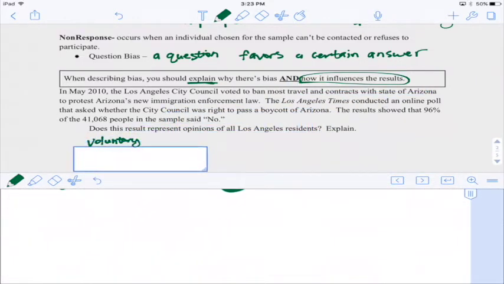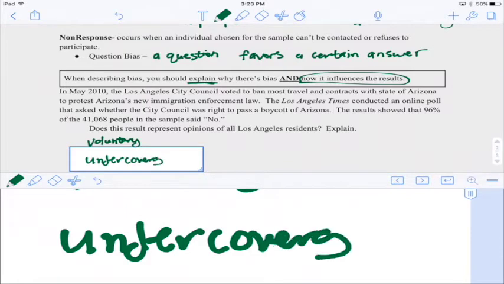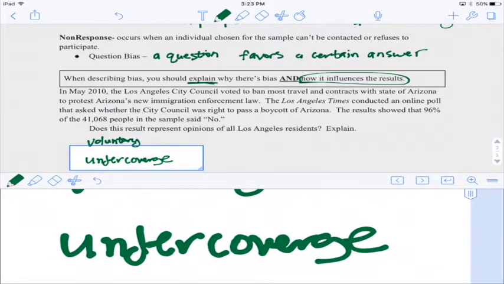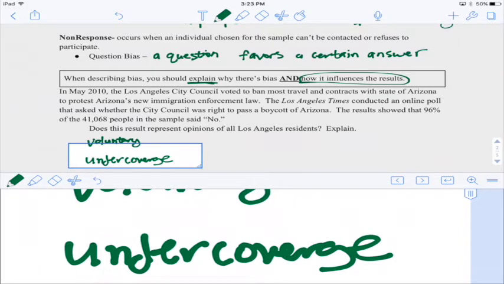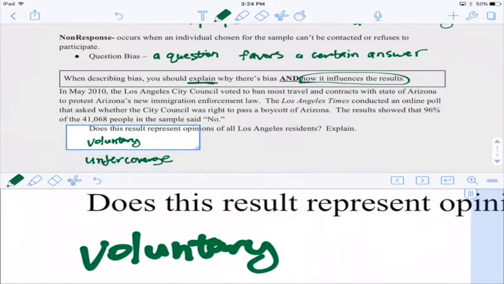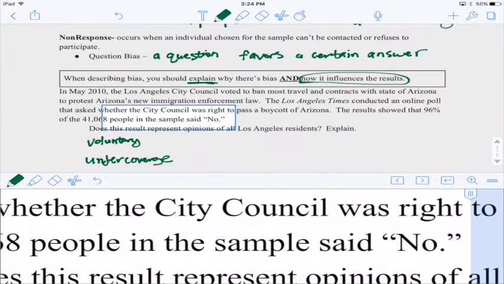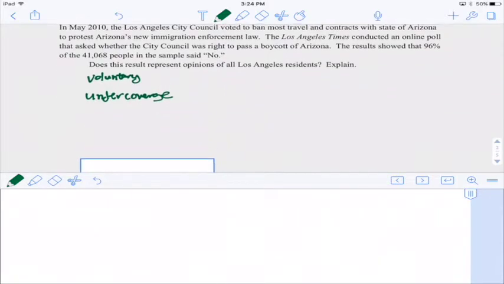Another one is undercoverage. So again, we don't have to say the word, we want to say, since they did this online, people who don't have the internet or surf the internet will be missed out of this survey, and they may be more likely to say yes or something like that. Okay, there's two. I'm sure you could come up with more.